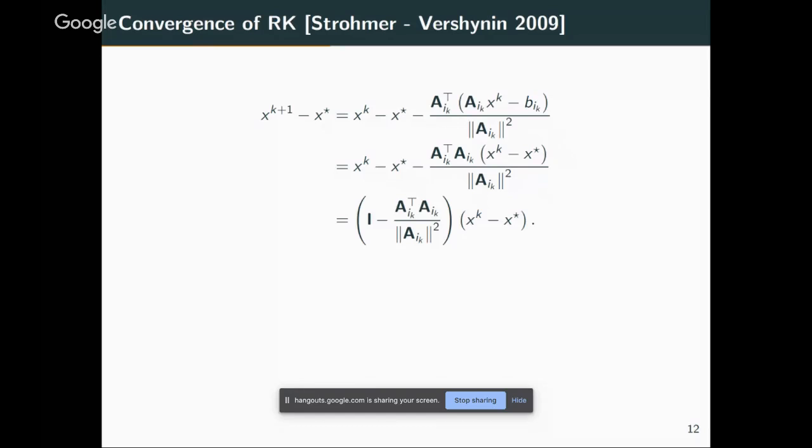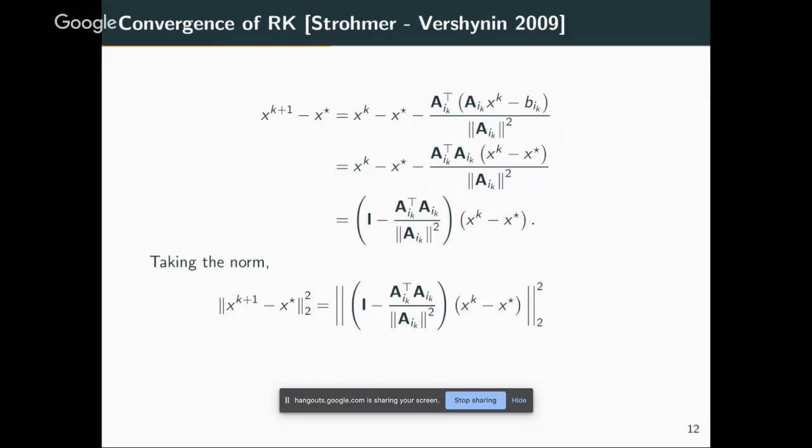So grouping these, we then have the following form, and we'll now take the norm of both sides of this equation. We're interested in getting a bound on the expected value of this error norm that depends on the error at the previous iteration. And using orthogonality, or equivalently the Pythagorean theorem, this matrix here is just the projection onto the vector A_{i_k}, and so we have orthogonality between these two vectors, and we can decompose the norms in this way using the Pythagorean theorem.